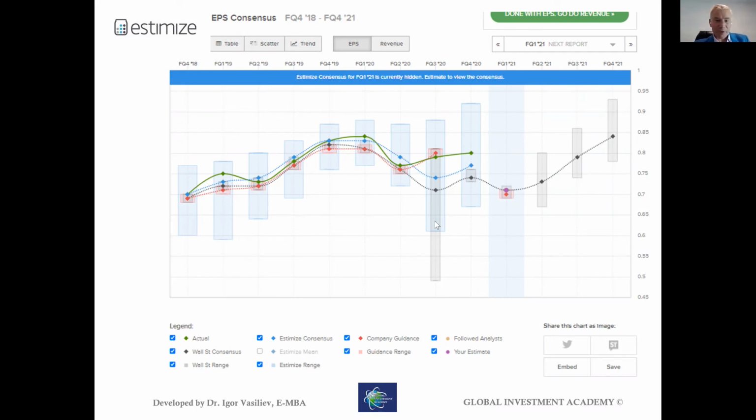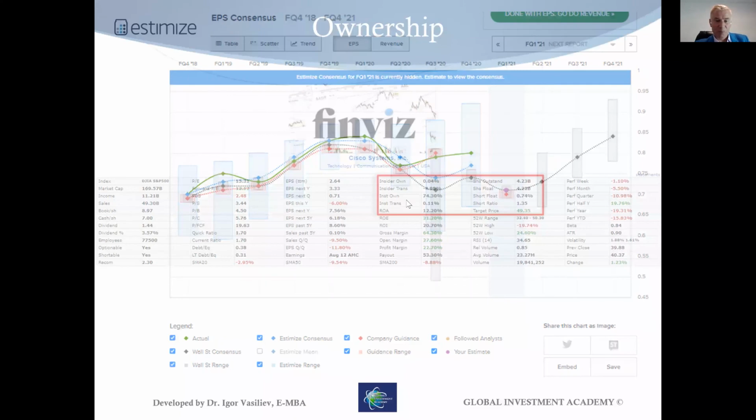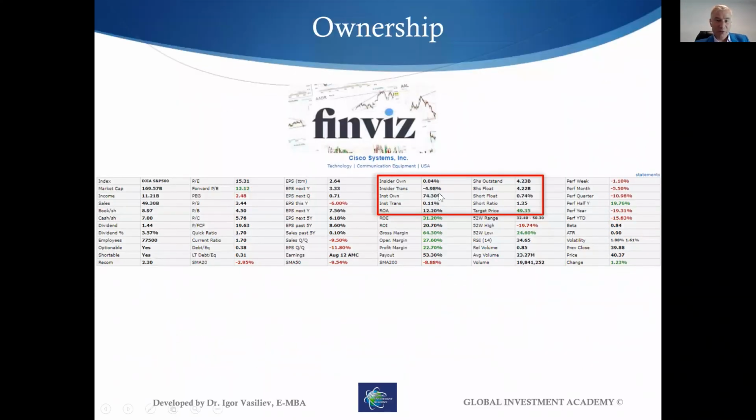And also, if we look at ownership right now, 74% of this company is owned by institutional investors. Okay, it's also quite a good level. It means that big institutions believe in this company and they move money into that particular business. And the rest of the shares are traded on the open market among other businesses.